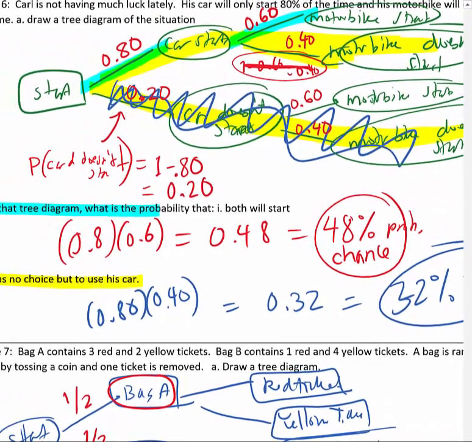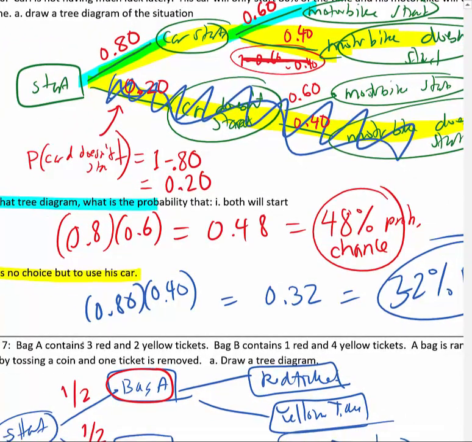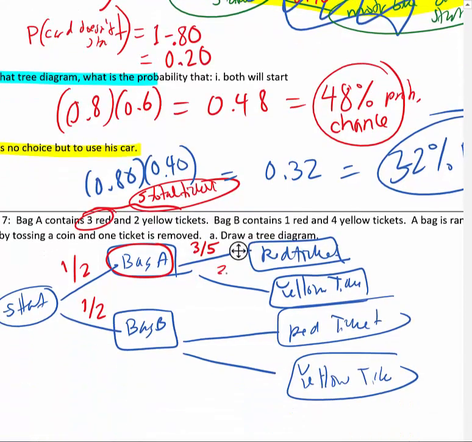And how many tickets does bag A have total? They said there were 3 red and 2 yellow. 5 total tickets. Okay. So there are 3 red out of the 5. That means you have a 3 out of 5 probability of getting a red. And then for the yellow tickets, there were 2 yellow out of the total of 5 in that bag. So you have a 2 out of 5 shot.